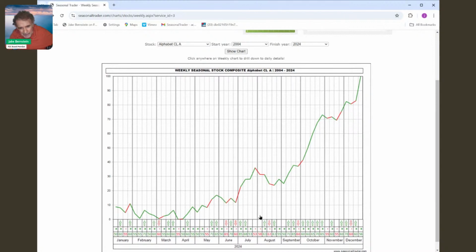Example, if we go here to this week, and this would be the week of, let me get my chart up a little bit higher here. Just one moment, please.